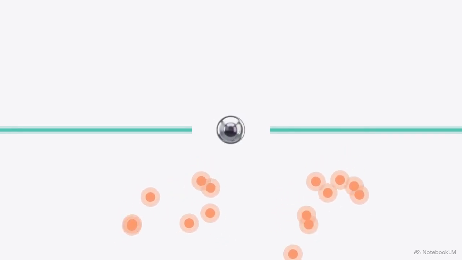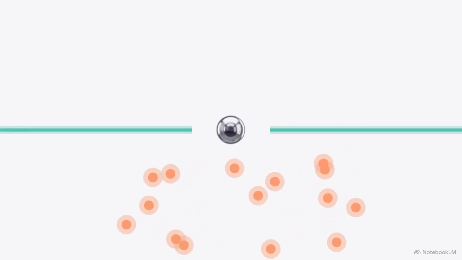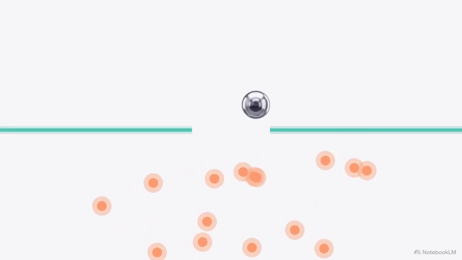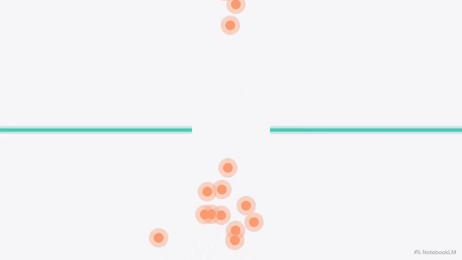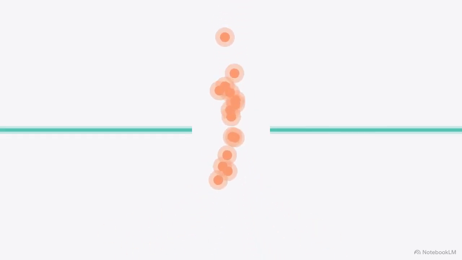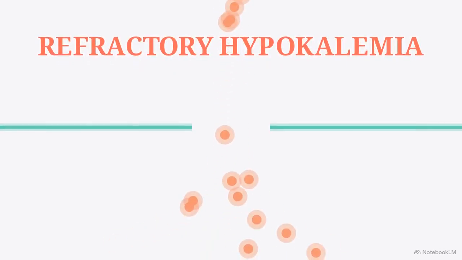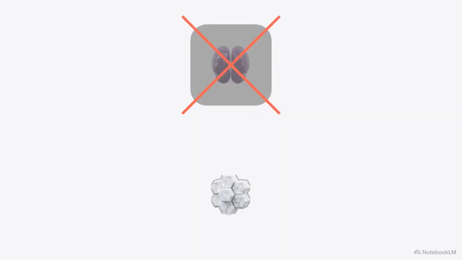Observe the right side of our previous molecular map, the renal ROMK channel. Intracellular magnesium acts as a natural inward rectifier, sitting like a lid on the channel to keep potassium safely inside the body. When magnesium levels drop, this physical block is removed. The channel is disinhibited, resulting in unchecked, massive potassium wasting directly into the urine. This is refractory hypokalemia.